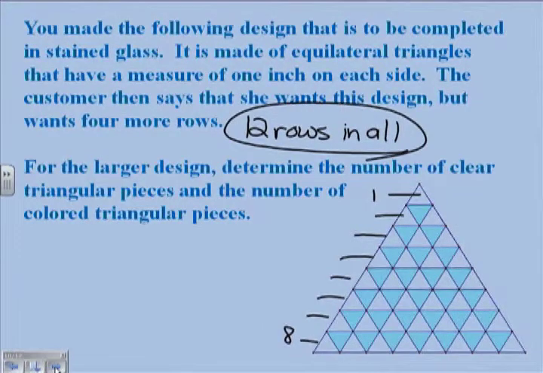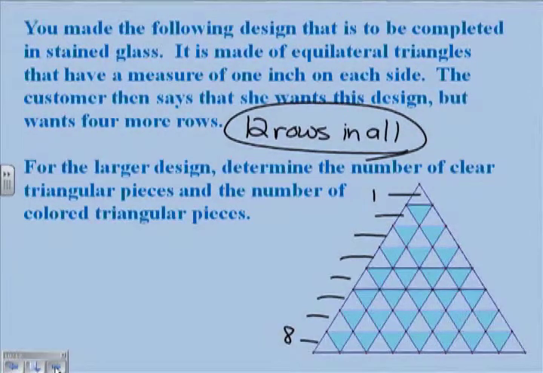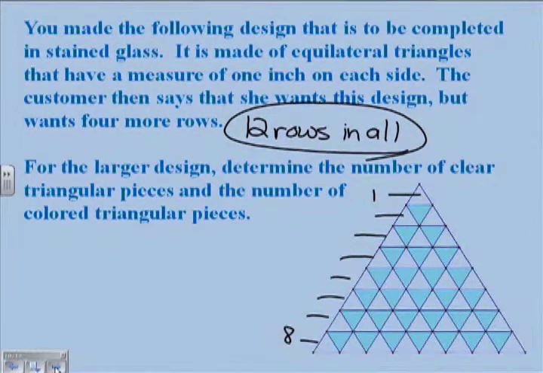And you only see the first 8. I did that for a reason, because I didn't want you to just count, okay? And so for the design that your customer wants, I want to know how many of these clear pieces you would need to buy and how many of these colored pieces you would need to buy. And again, I don't want you to just simply count them one at a time. I would like to see if we can find the pattern and work it through.